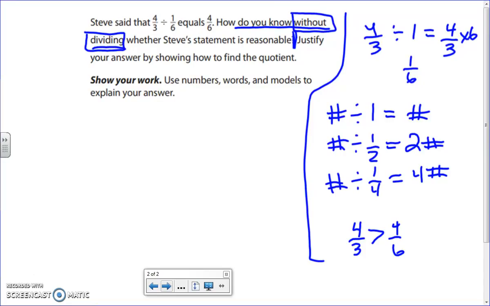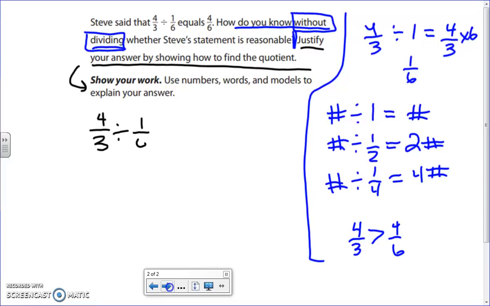The next part says justify your answer by showing how to find the quotient. And so that's this, justify your answer. All this has to go with the show your work portion. It says use numbers, words, and models to explain your answer. So let's start with numbers. 4/3 divided by 1/6. We need to figure out what that does equal because it does not equal 4/6. So, I mean, that makes no sense at all.